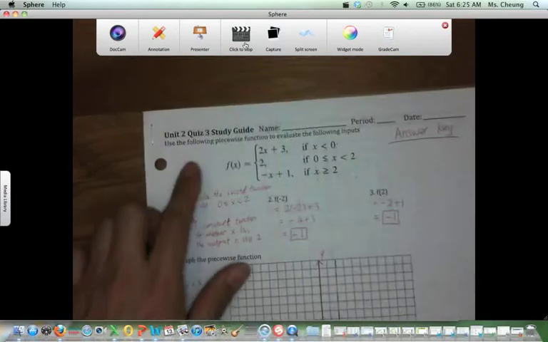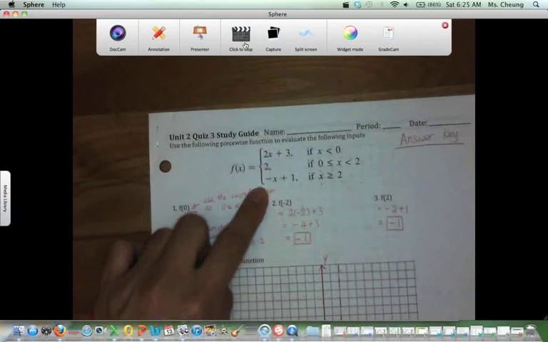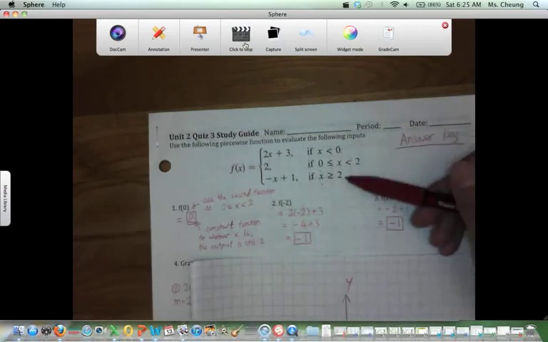We are on Unit 2, Quiz 3 Study Guide. This is the piecewise function that we are about to graph. This piecewise function involves three parts.